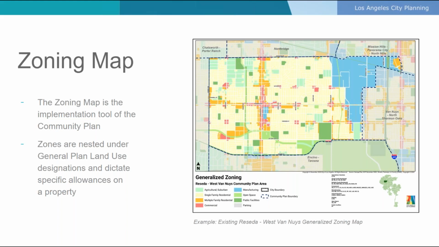As we have discussed, zoning is a primary implementation tool of the community plan. Each GPLU can correspond to a number of different possible zones, which then dictates specific allowances, density, and intensity on a specific parcel. In the above example, we can see that single-family residential zoning, shown in yellow, makes up the majority of the land use in Reseda West Van Nuys.